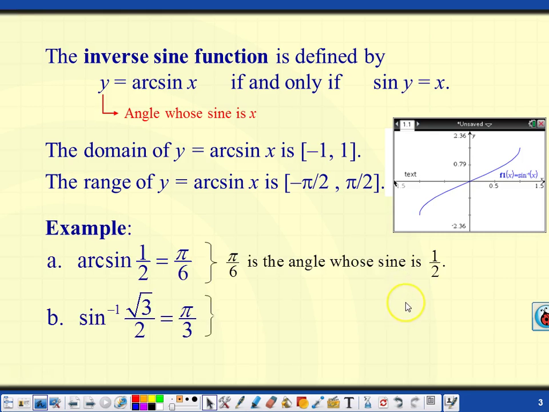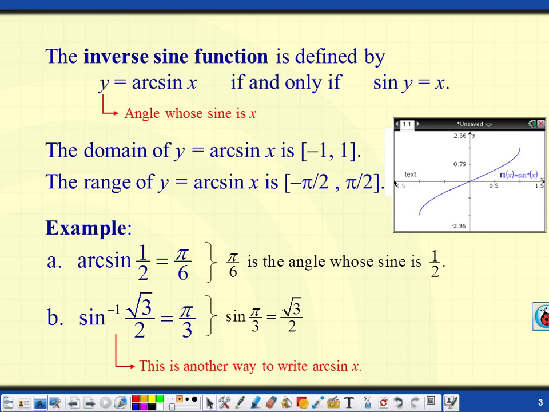Okay. And actually, we just did that example. That's the answer up there. But the angle whose sine is 1/2, we looked at the unit circle and said, hey, there's two spots that have a y value of 1/2, pi over 6 and 5 pi over 6, but it's going to give you the one that's between negative pi over 2 and pi over 2.